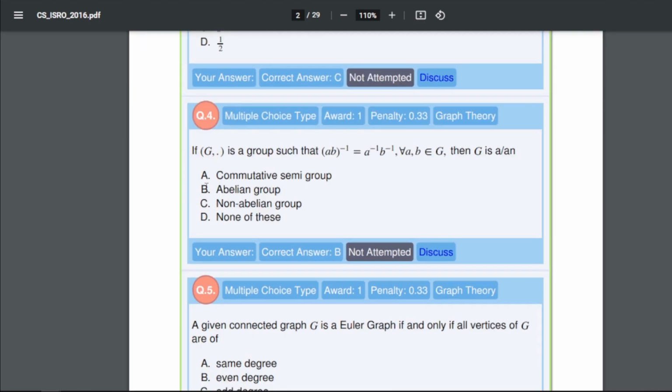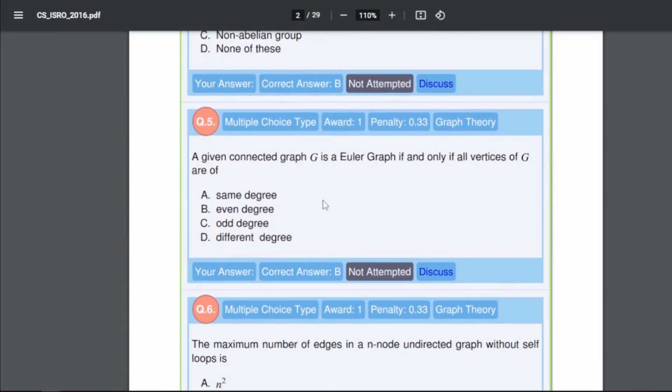Next question is, if G is a group such that (AB) to the power minus 1 equals A minus 1 B minus 1 for all A, B belonging to G, then G is what? So for question 4, our answer is B, that is abelian group. In this particular case, G is an abelian group.